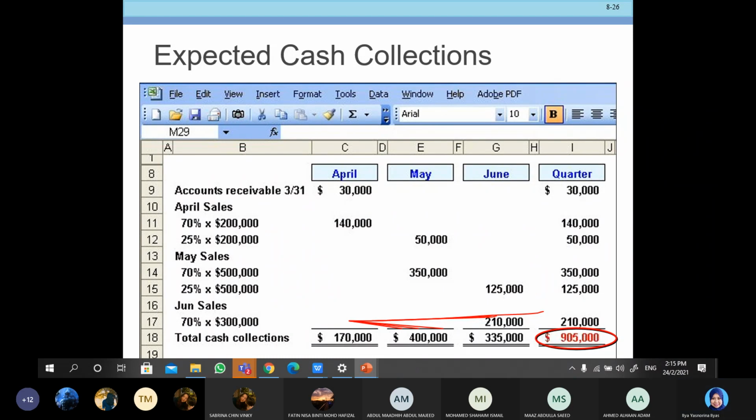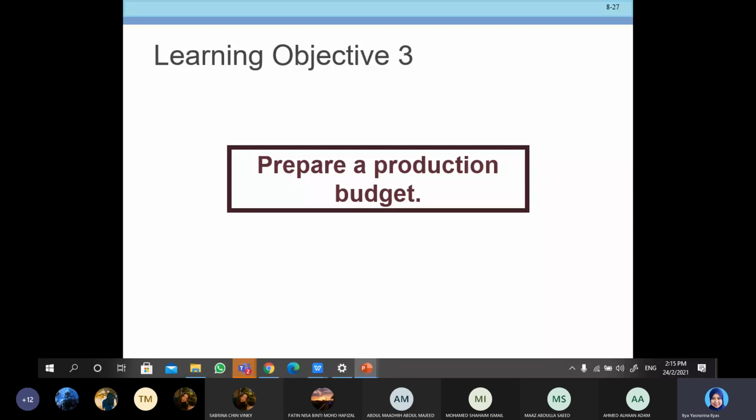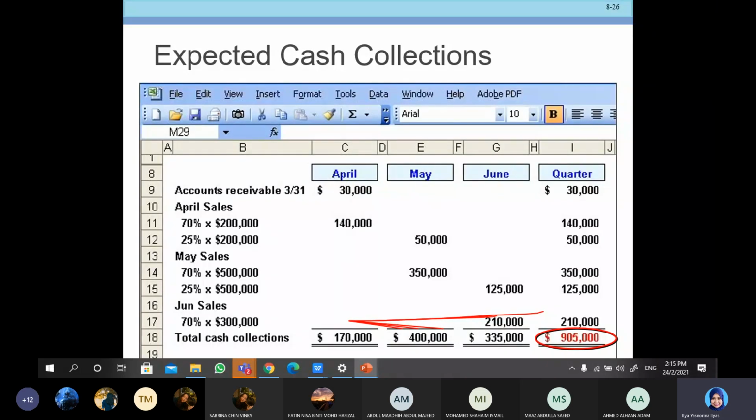All right, do you understand until now? Do you understand how we collect the sales? This one is part of the cash budget. Do you understand?